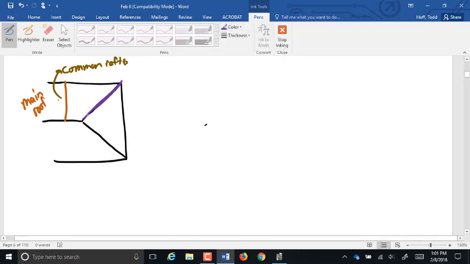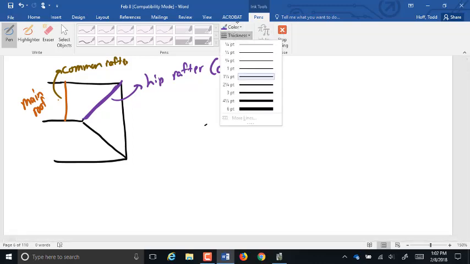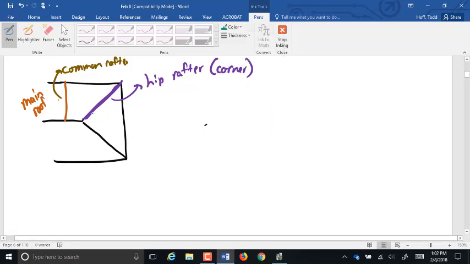This right here is called the hip rafter, sometimes referred to as the corner rafter. Have you guys covered this in your framing at all? Yeah. Print reading a little bit? Okay. Then, of course, on either side, any of the ones that hit that corner rafter, that hip rafter, are called jacks.